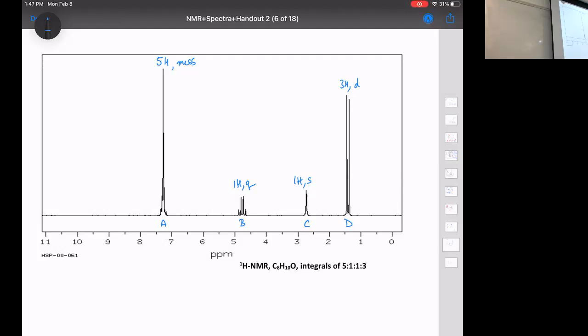That shouldn't be there. There is no double bond. Note this is getting close to 5. This just integrates to 1, so it's a CH. It's probably next to a couple different things. Okay.